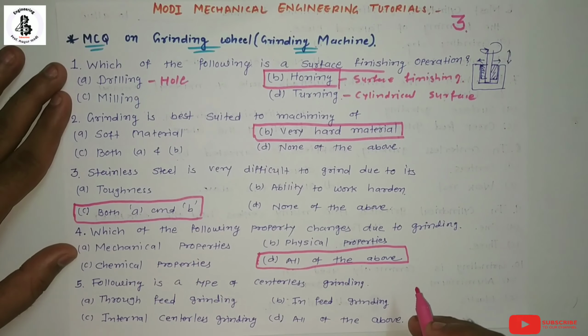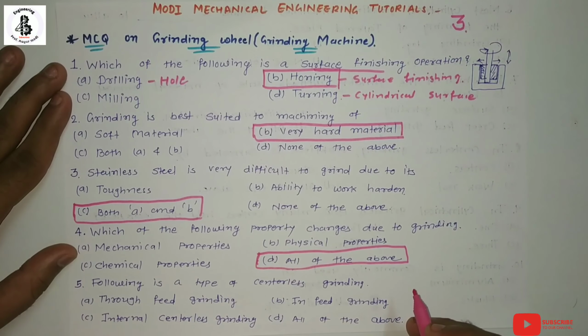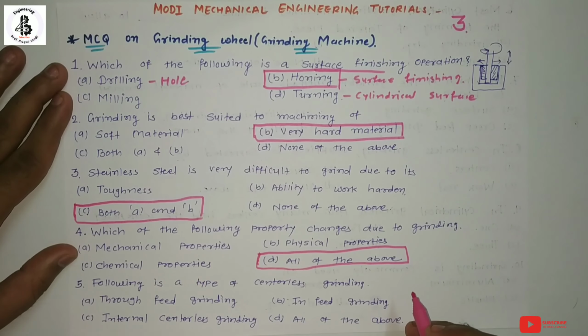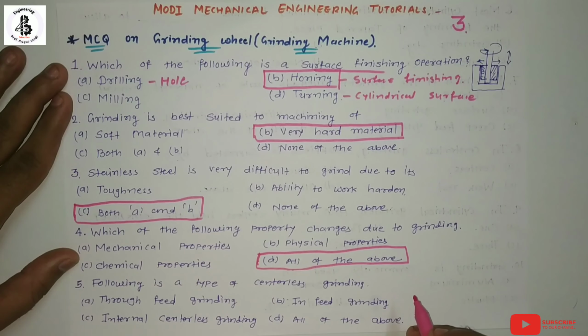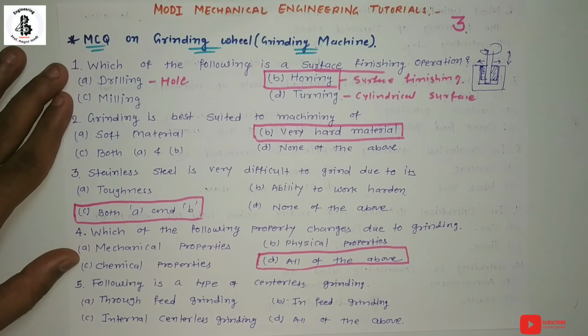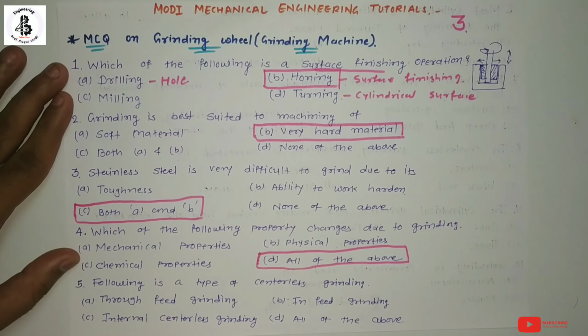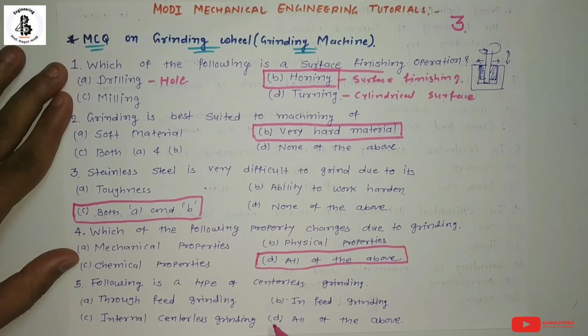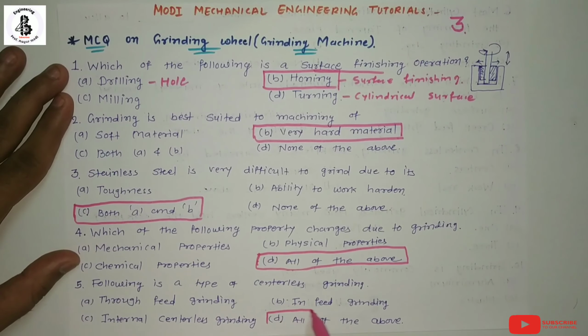So if you want to learn the details of the centerless grinding process, you will find a link in my description box. There it is well explained with all its types. So these A, B and C are types of centerless grinding process. So the option is D, all of the above. Then next question.